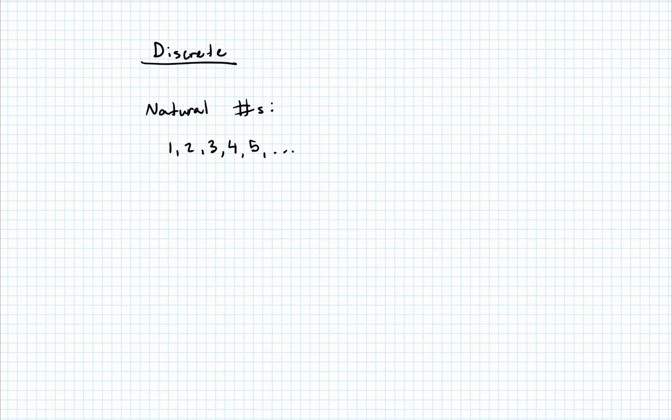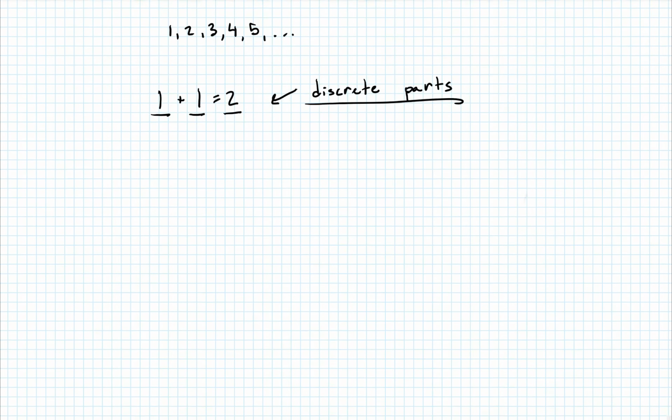Now, this was useful for them. They could say, well, I have one goat, and then I add another goat. That's going to give me 2 goats. And so this is an idea of discrete math. This is the primary example of discrete math, where I have discrete parts, so 1 goat plus another goat equals 2 goats. I have distinct parts of something, and then I describe a relationship between those things. So this is discrete math.